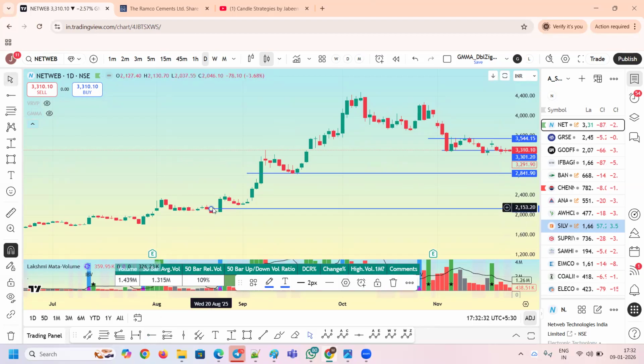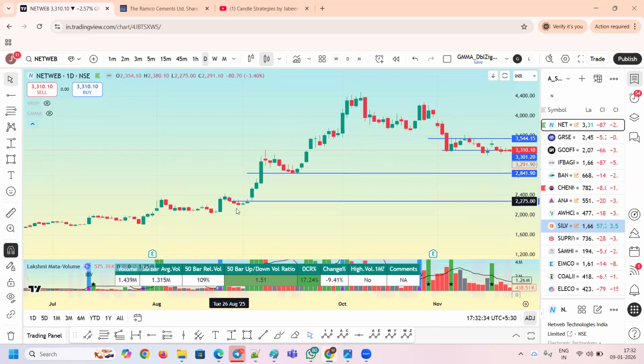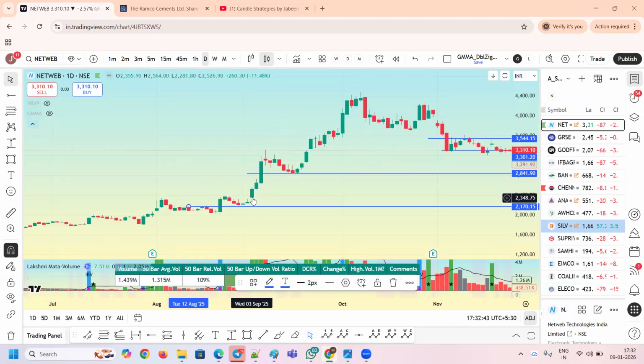See, this candle also was struggling. Correct. Here, half, more than half or something like that. This point, it never came down. Correct. So it will move up.